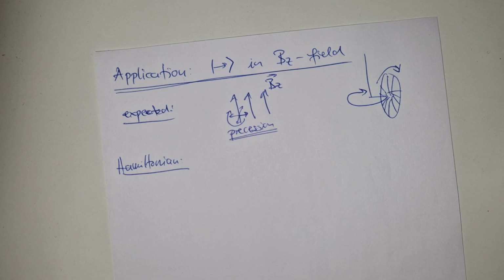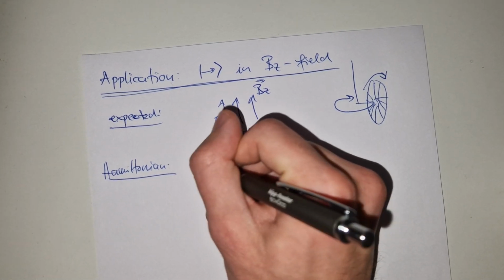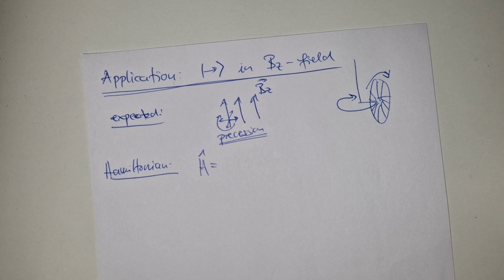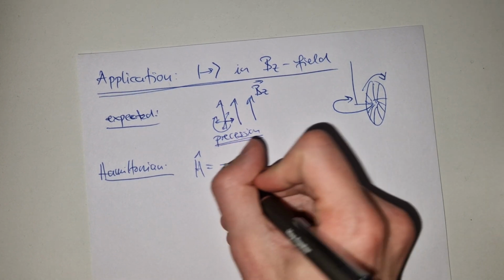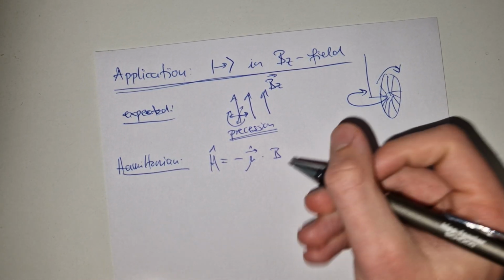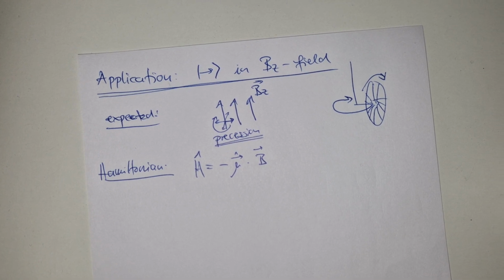Hamiltonians are nothing but energy, so we have to find out what the energy of the system is. And the energy of a magnetic dipole moment in a magnetic field is always minus the dipole moment operator times, so dot product, magnetic field. So this is the Hamiltonian. Now let's see what this can be simplified to.